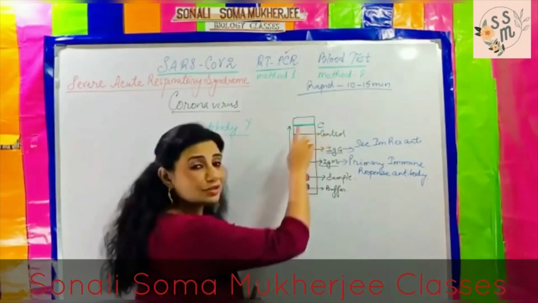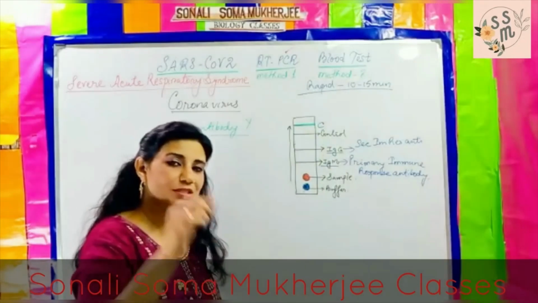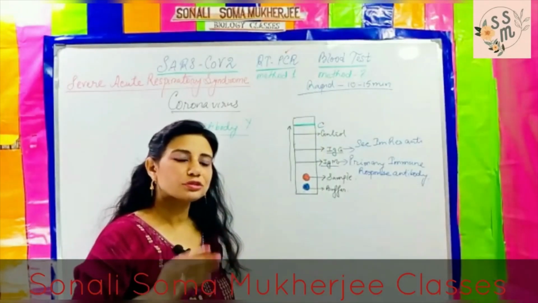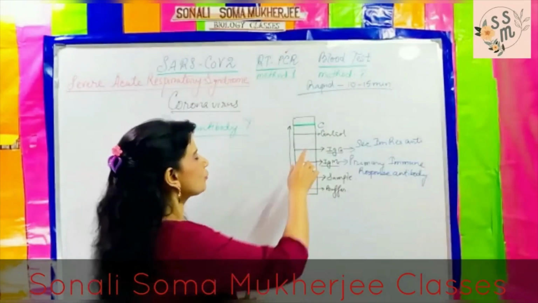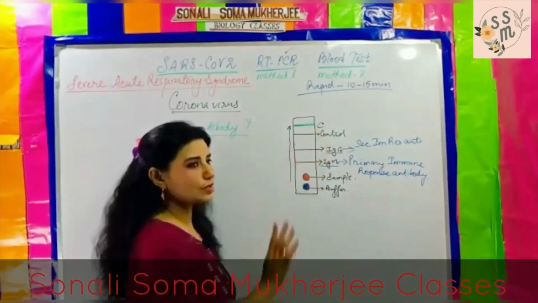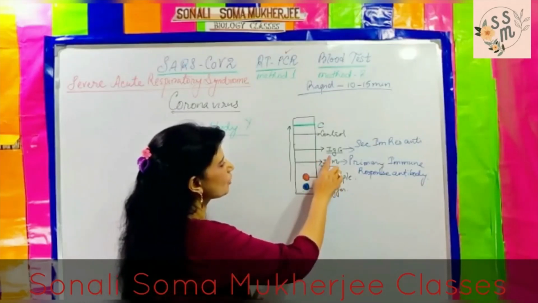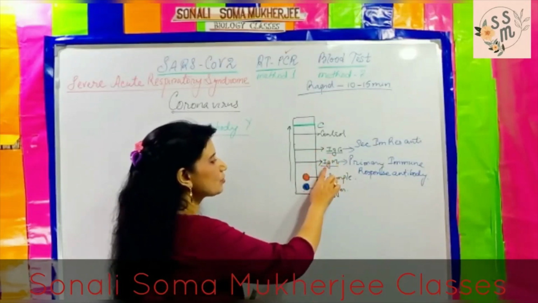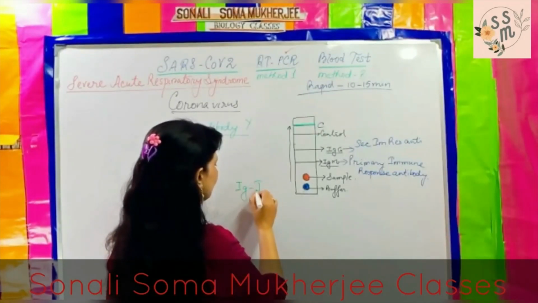So if you find a line at the control section, it is proof that the test has run and that there is no problem as far as the kit is concerned. Now if you find that your test has run, it's completed, but there is no line in IgM or IgG. Ig stands for immunoglobulin.